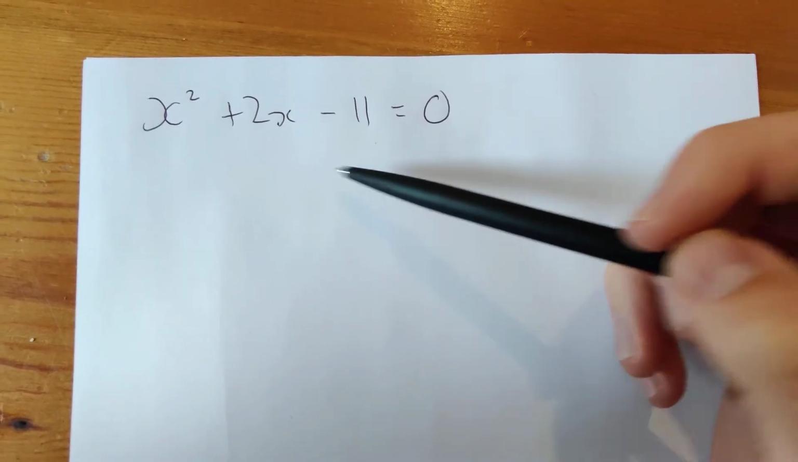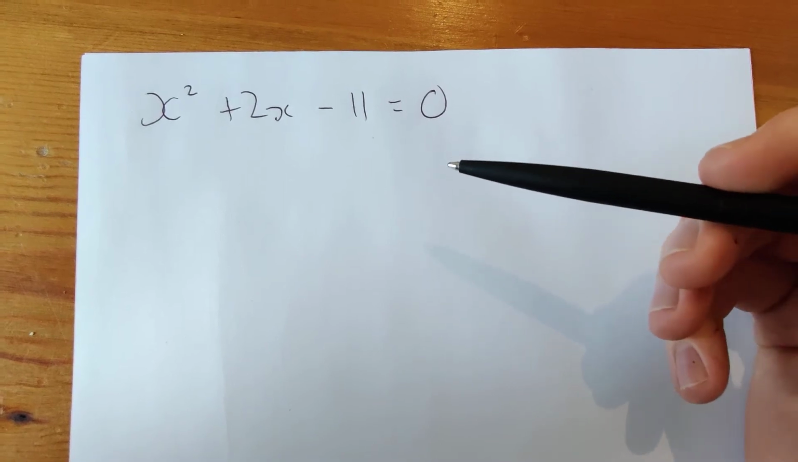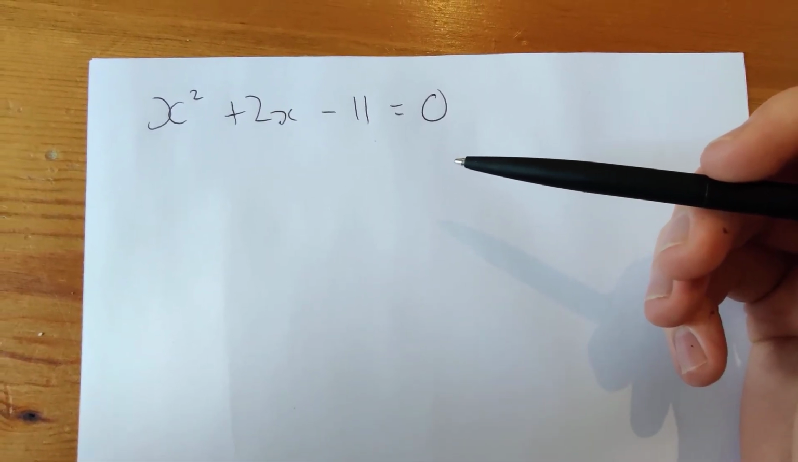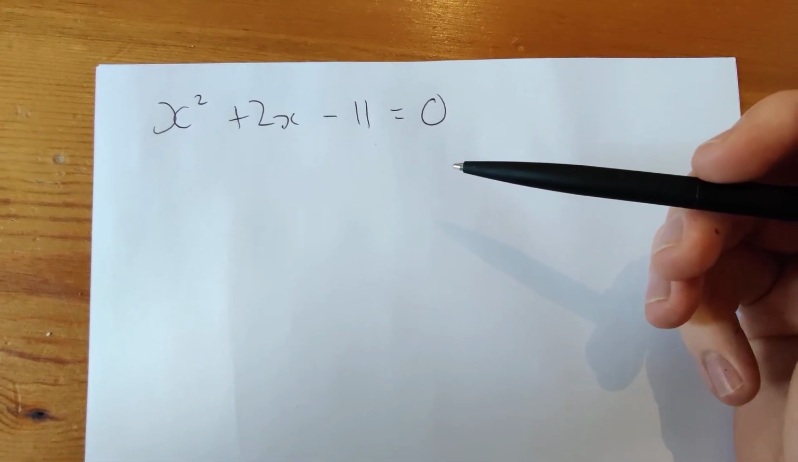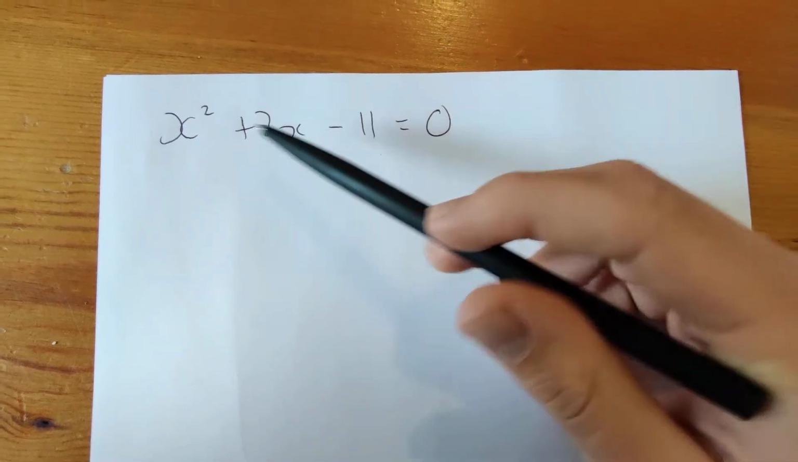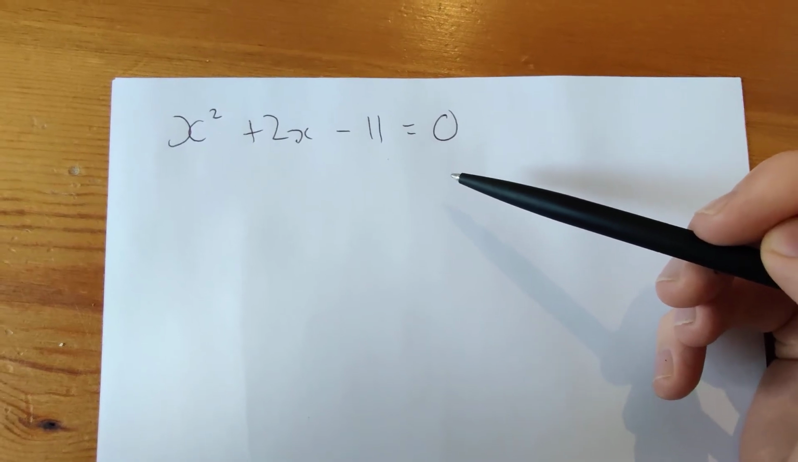However, sometimes you get an equation like this one, which cannot be factorised. You cannot factorise this equation. So we need another strategy for solving them. And we have one, it's called the quadratic formula. Now, just like with factorising, with the quadratic formula you have to have all the terms on one side and 0 on the other side, which we already have here.